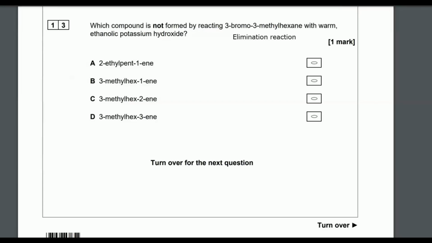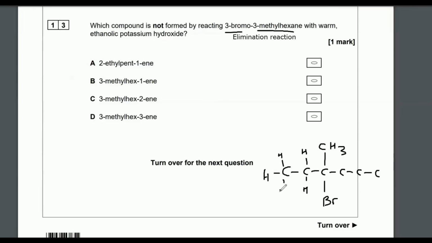And so what we want to do there is make sure that this product can be formed or cannot be formed either side of where the bromine's attached. So wherever you see the bromine attached, the double bond can form either side. So the only one here that cannot be formed is B, 3-methylhex-1-ene, because you won't get the double bond formed either side of the bromine and end up with 3-methylhex-1-ene.